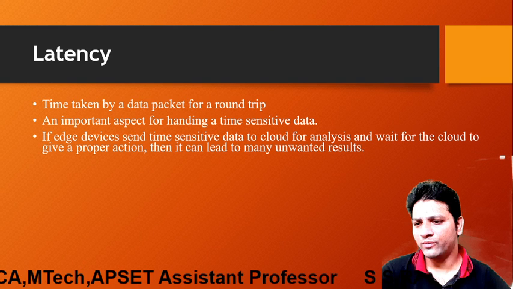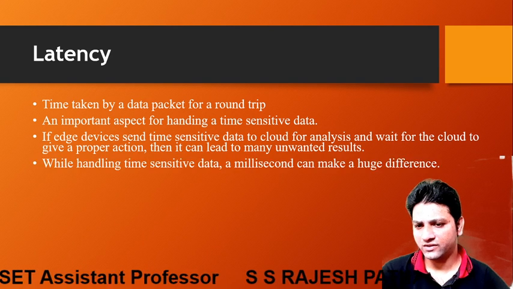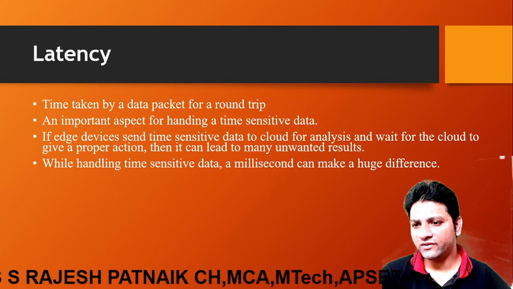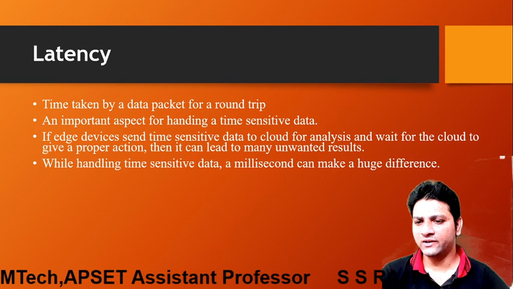So whenever the data is used while handling time sensitive data, a millisecond can make a huge difference. A small number of milliseconds makes a lot of difference, because we are using fog computing. As I already said, if it goes to the cloud and comes back, it takes some 3 milliseconds, for example 5 milliseconds for a particular request. If you use fog computing, it only takes 1 to 2 milliseconds per data.